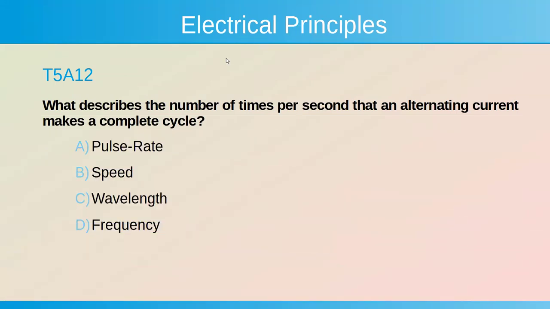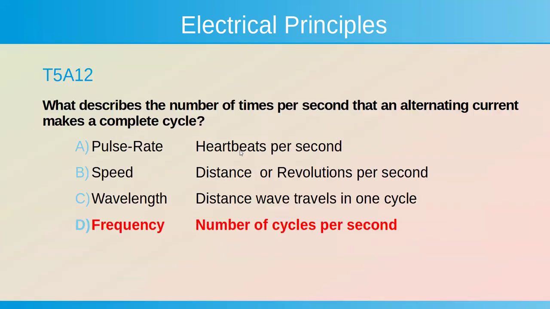So what describes the number of times per second that an alternating current makes a complete cycle? Wavelength. Delta. And let's see, your pulse rate is how many heartbeats per second? Speed is the distance or revolutions per second, and wavelength is the distance, and we'll talk about wavelength later, the distance the wave travels in one cycle, which is similar to the period, but it's actually the distance. So you have to factor in the speed of light.